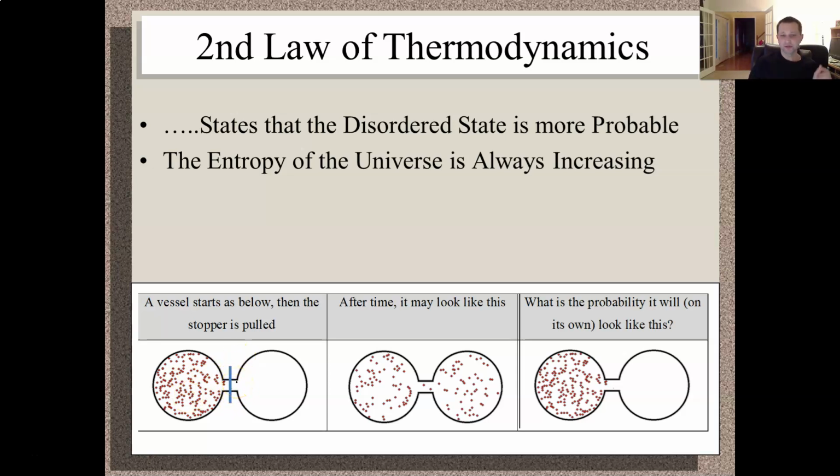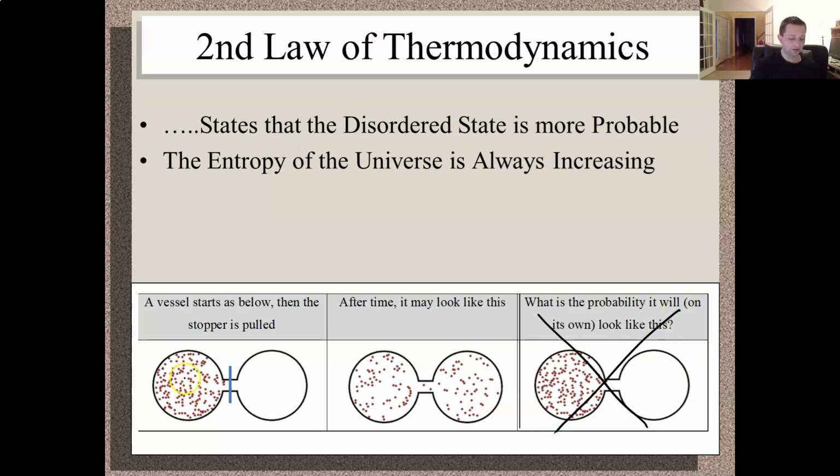Okay, the stopper is pulled, and after some amount of time, the gas moves over into that vessel on the right. Or some of it does. So we have gas on the left and on the right in both parts of that vessel with the opening here, with the stopper removed. And on the right-hand side, it says, what's the probability it will on its own, okay, that's important, on its own look like this? Well, there's basically no probability at all.